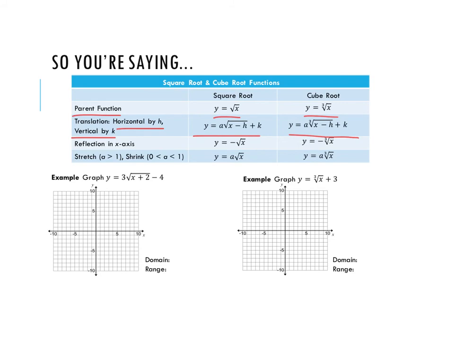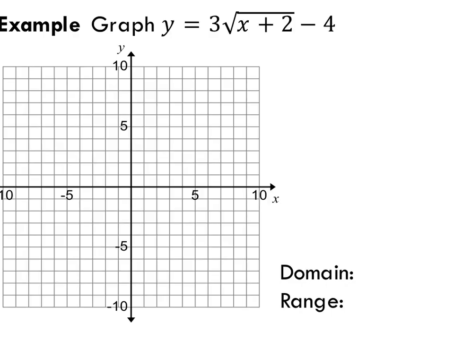Remember, if it is negative in front of the radical, that is a reflection about the x-axis. A stretch if a is greater than 1, and a shrink or compression if a is between 0 and 1, or a reduced fraction. So now we're going to look at some examples that you're going to see on your upcoming formative. So if we look at the next example, we're going to graph y equals 3 square root of x plus 2 minus 4.